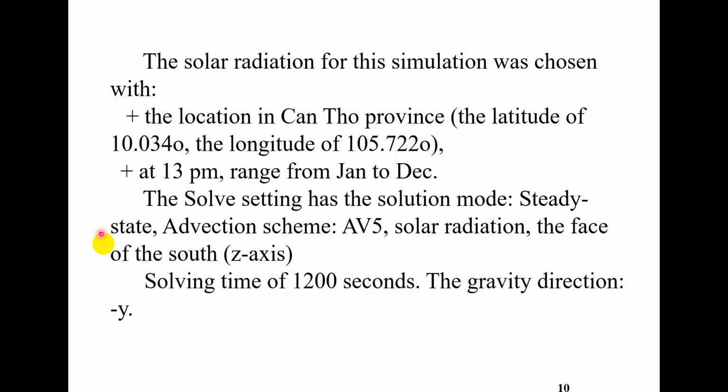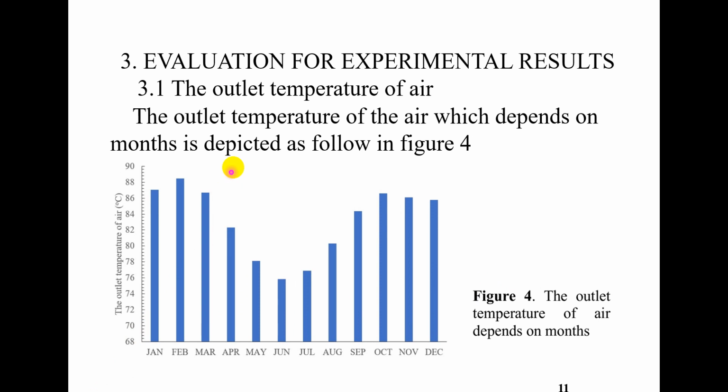And this is about the boundary of solar radiation for this simulation. In Cần Thơ province, with the latitude and longitude position, the time we investigate is 13 p.m., and we investigate from January to December, and the total simulation time is 1,300 seconds. The gravity direction is also defined, and we evaluate the simulation results.